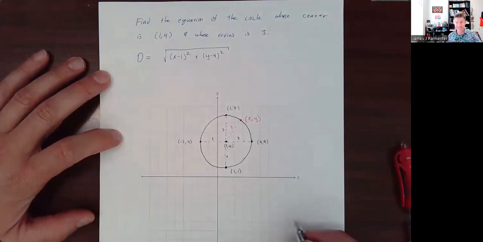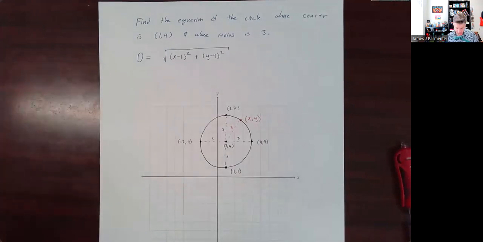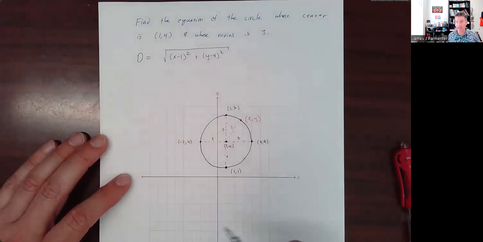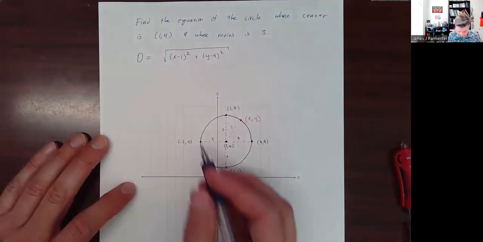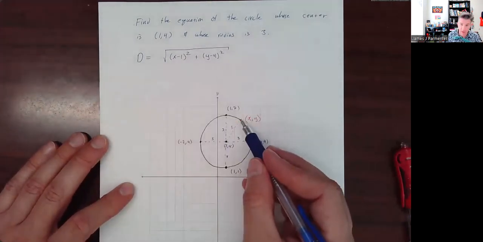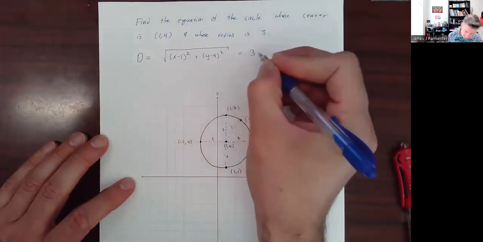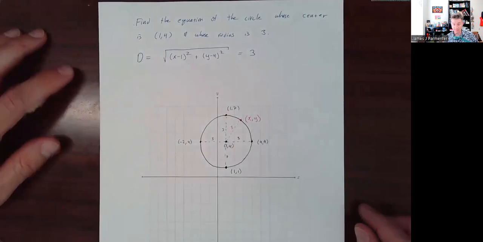And we know what that distance actually is, right? We have said this circle has a radius of 3. So any point on the actual circle is exactly 3 away from the center. So the distance between this point here, x comma y, and this point here, 1 comma 4, has to be 3. There's nothing else to say about it.